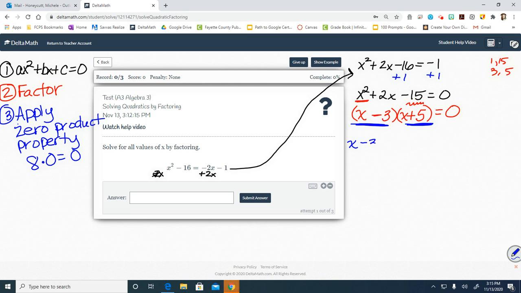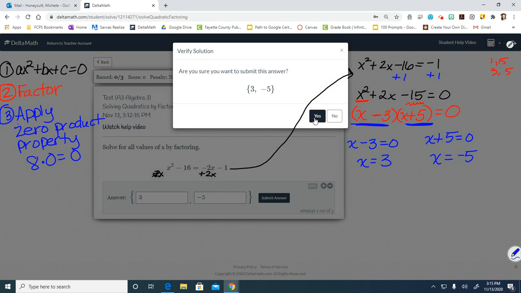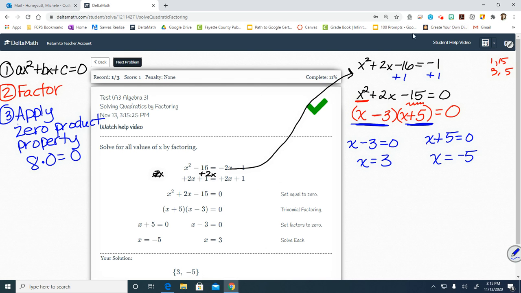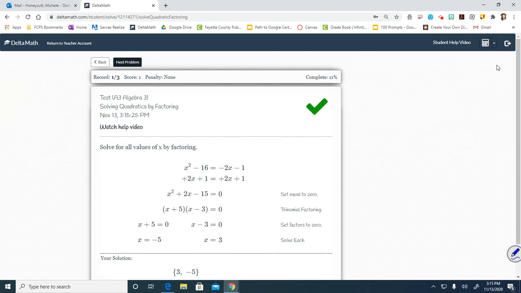That means set each factor equal to 0, and then I can solve. So x equals positive 3 and x equals negative 5. When I write my answers, I'll say 3 and negative 5, submit. And that's correct. So now let's try one more.